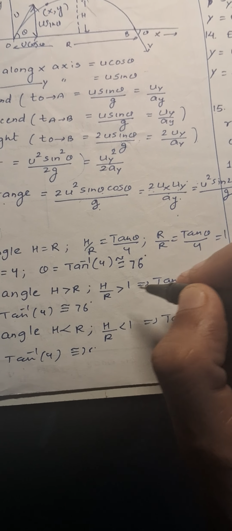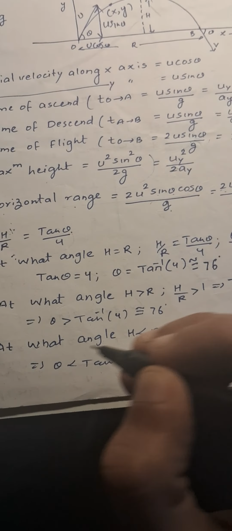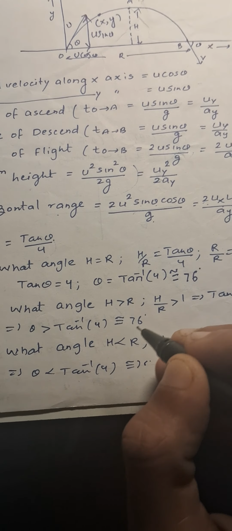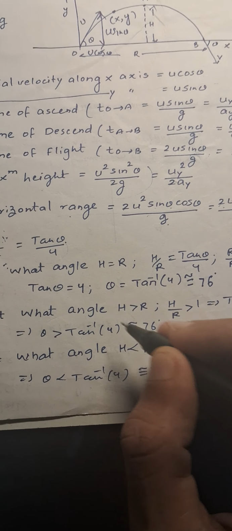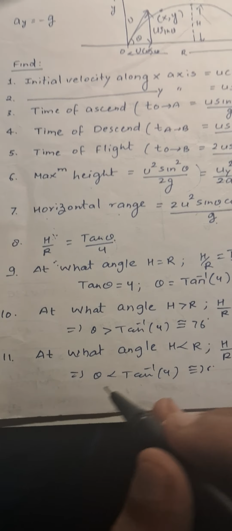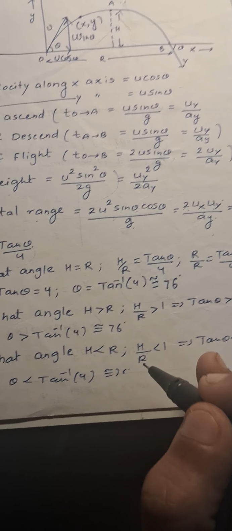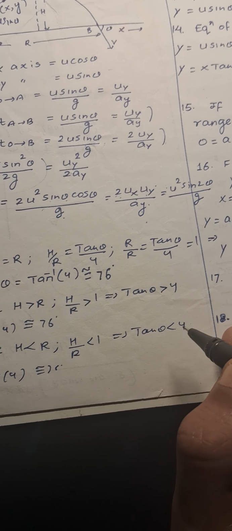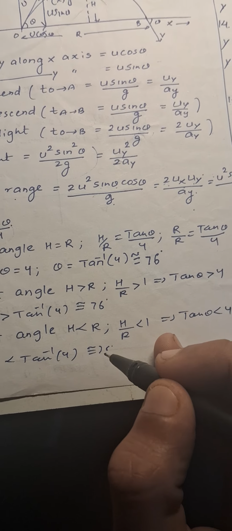Next is at what angle h is greater than r, or h by r is greater than 1. So if h by r is greater than 1, then tan theta will be greater than 4. That means theta will be greater than tan inverse 4 or 76 degree. So for angle greater than 76 degree, height is greater than range. Next is at what angle h is less than r. So h will be less than r when h by r is less than 1, or when tan theta is less than 4, or when theta is less than tan inverse 4 or 76 degree. So these are the analysis related to this.